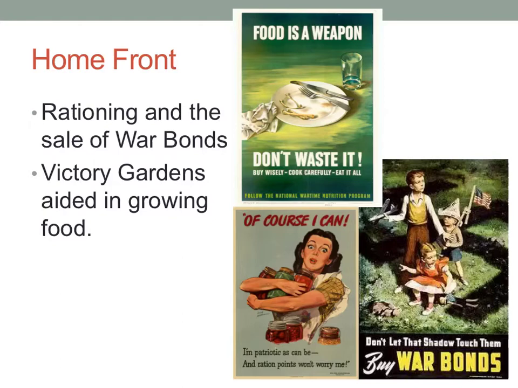Some factories converted from peacetime to wartime production. Many Americans planted victory gardens to grow their own fruits and vegetables. These vegetable gardens helped to make sure that an adequate food supply was available to both troops and civilians. By growing their own food, more of the food raised by farmers could be sent to American soldiers overseas.